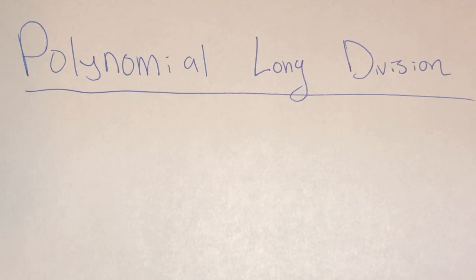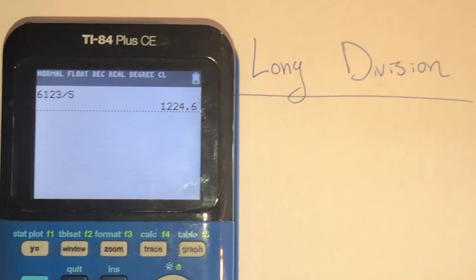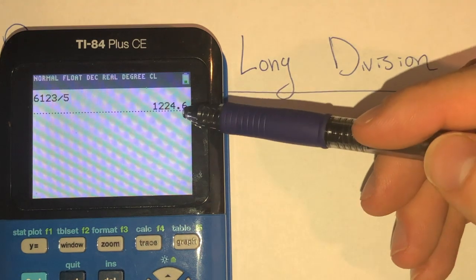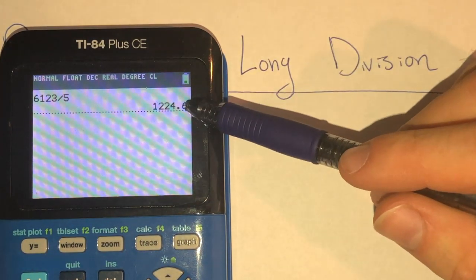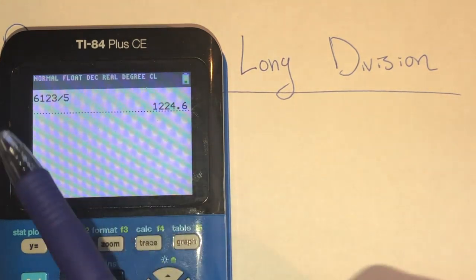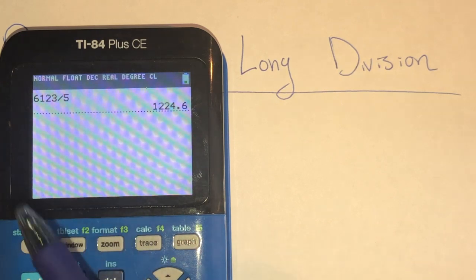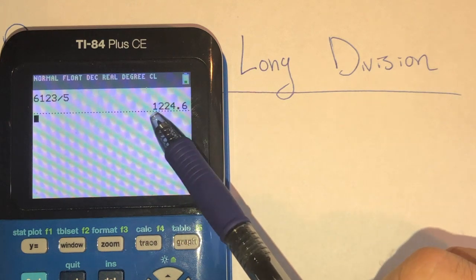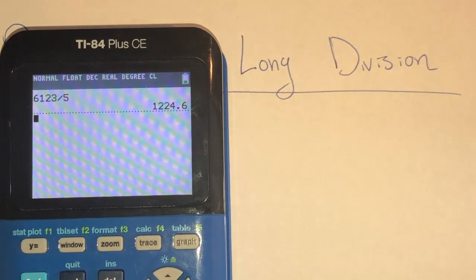All right, so I'm going to show you something that I did on my calculator here. You can see that I did this formula, 6123 divided by 5. And you can see right here my answer, 1,224 and 6/10, okay? So this is essentially taking 5 and asking, how many times can I get 5 into 6,123? Well, I can get it in there 1,224 times, and this dot implies that there is a remainder.